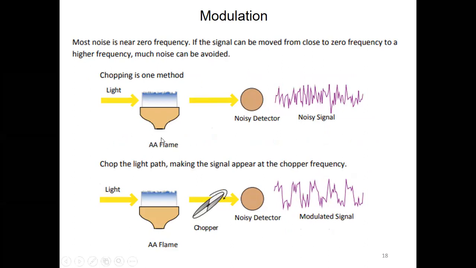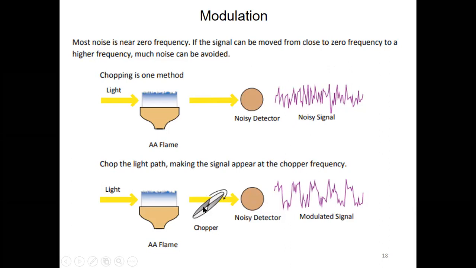This is one way of reducing noise in the atomic absorption spectrophotometer. So the atomic absorption flame, when the light passes through it, will go through a noisy detector. Because of that noisy detector, it will give a noisy signal. So there's one way of modulating. We can have a chopper in between the flame and the detector.